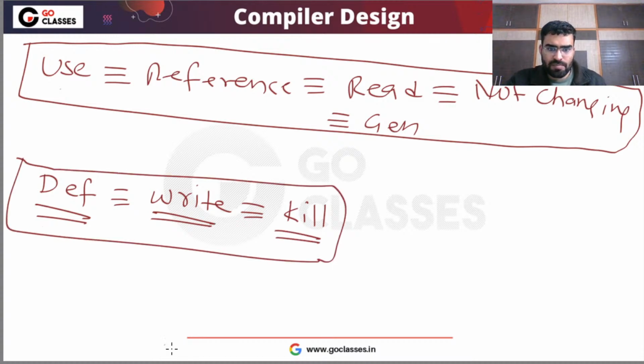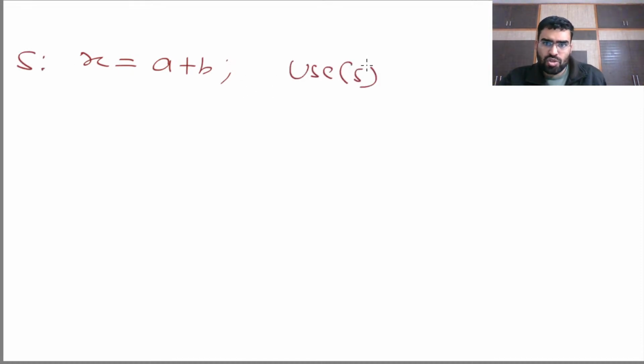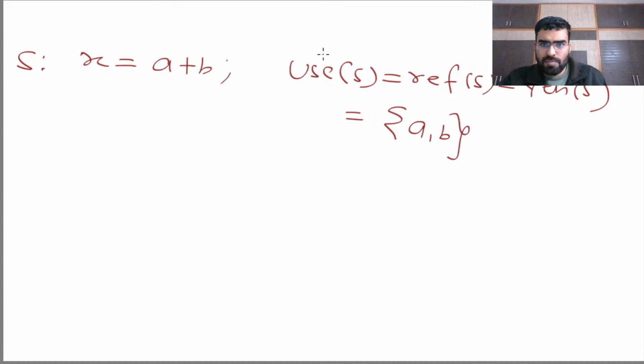For example, if I give you one statement, let us assume x = a + b. What are the variables we are using here? Can anyone tell me? The variables that we are using are a, b. Remember, this means read. All these things are the same: read, use, reference, gen. Gen means generate.